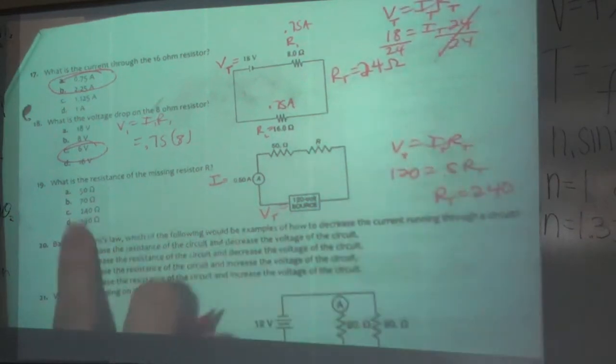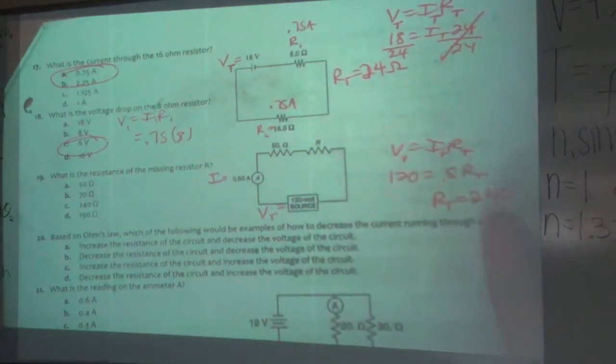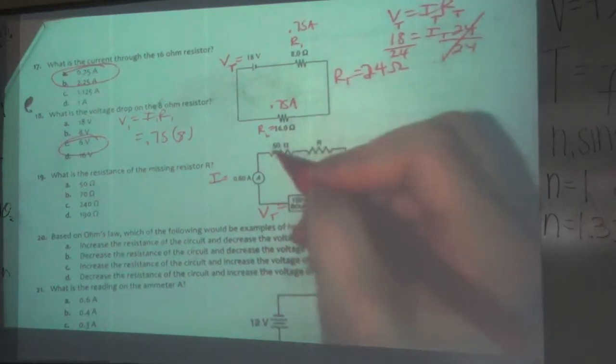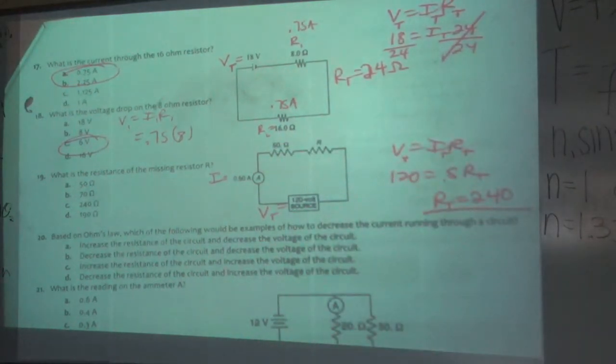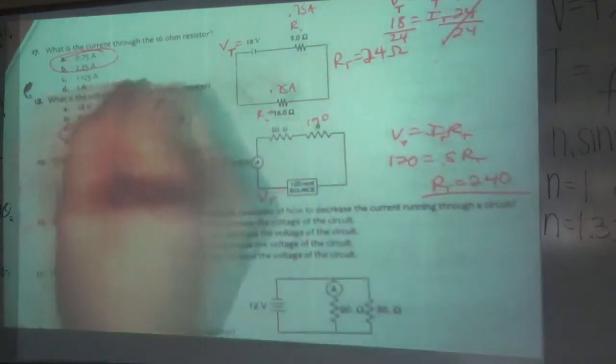Now careful, because 240 isn't what you asked for. I asked for the missing resistance, but if I know the total resistance is 240 and this one's 50, well, I can just subtract and get 190 here, which is my answer D.